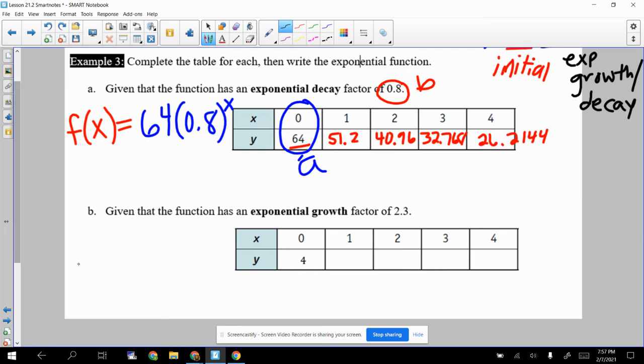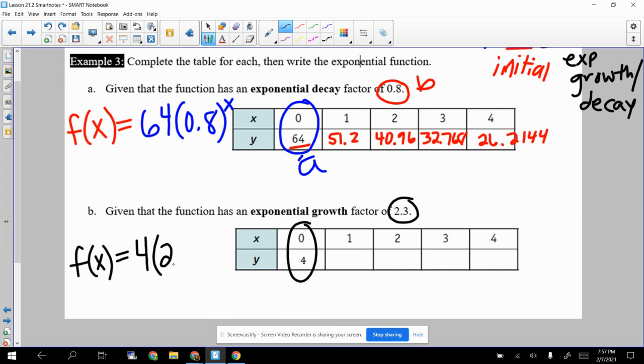All right, so then let's go ahead and just finish up this next one. Right away we know, again, we can write it as f of x equals, and right away we know kind of what our initial term is here. So at 0, the first term is 4. And then we also know it's going to be a growth factor, so my b value is greater than 1. It's 2.3.